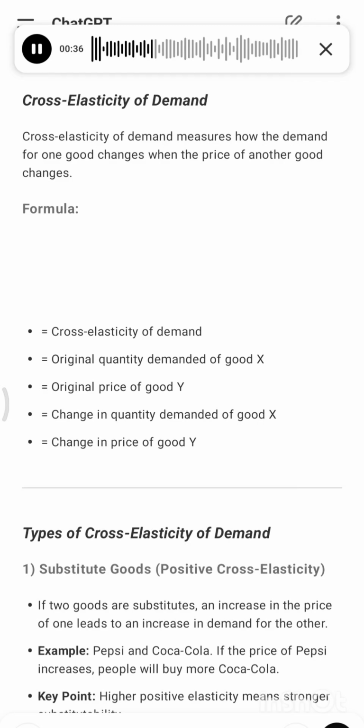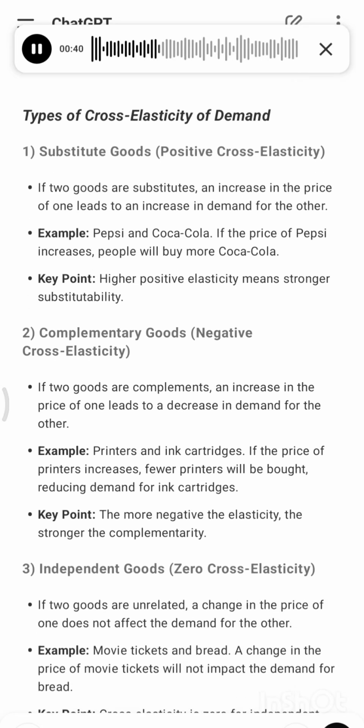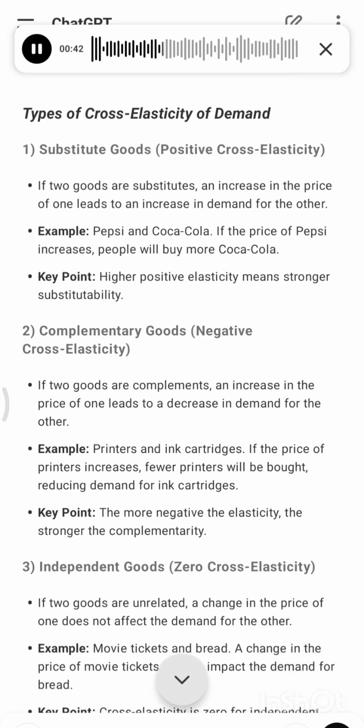Types of cross-elasticity of demand. 1. Substitute goods, positive cross-elasticity. If two goods are substitutes, an increase in the price of one leads to an increase in demand for the other. Example, Pepsi and Coca-Cola. If the price of Pepsi increases, people will buy more Coca-Cola. Key point, higher positive elasticity means stronger substitutability.